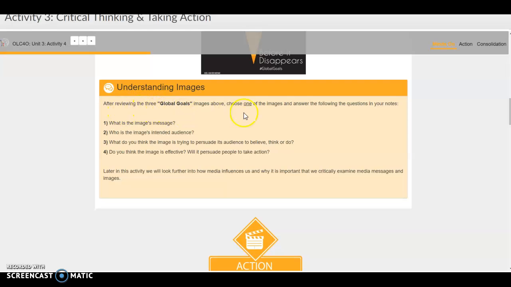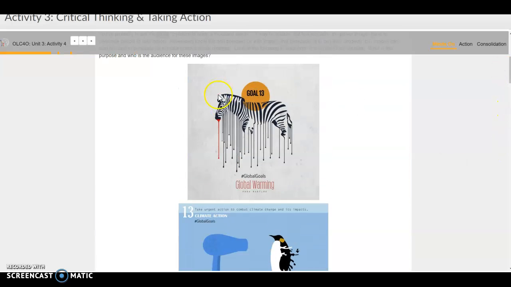So I'm going to ask you to choose one of the three Global Goals images and answer these four questions in your notes. What is the image's message? Who is the image's intended audience? What do you think the image is trying to persuade its audience to believe, think, or do? And the fourth one, do you think the image is effective? Will it persuade people to take action? So take these four questions and apply them to one of these three images.